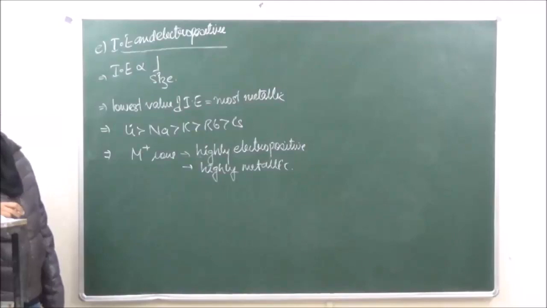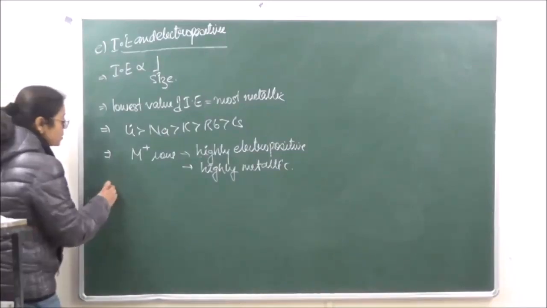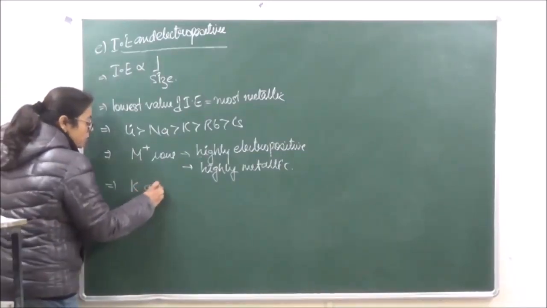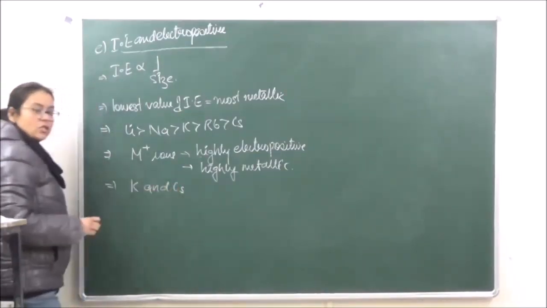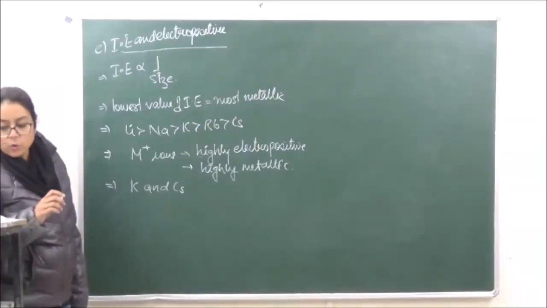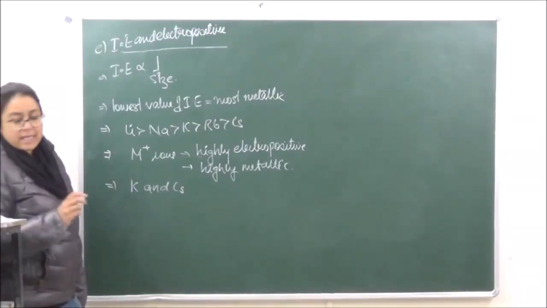Okay? So this is what we are talking of with ionization energies over here. Now potassium and cesium, because of the very low values of ionization energy, are used in photovoltaic cells.